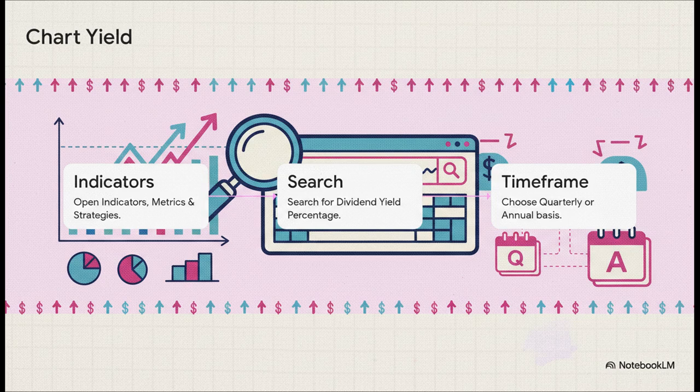You can also chart the actual yield percentage directly alongside your stock's price. You just open the indicators menu up top, search for dividend yield percentage, and plot it right there. The big takeaway here is just to make sure you know whether you're charting on a quarterly or an annual basis. Quarterly shows you the yield of that specific 3-month payout, while annual gives you the combined yearly rate. Both are super valuable, it just depends on the time frame you're analyzing.